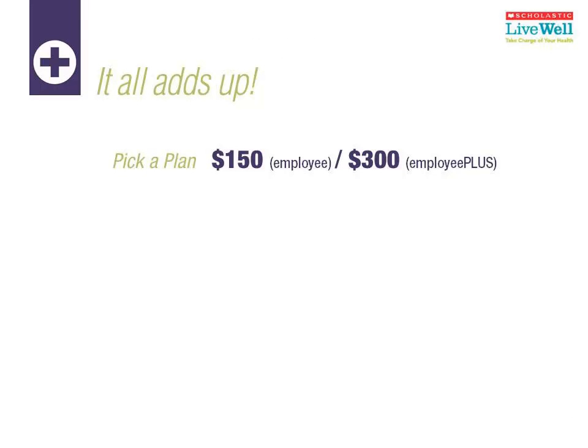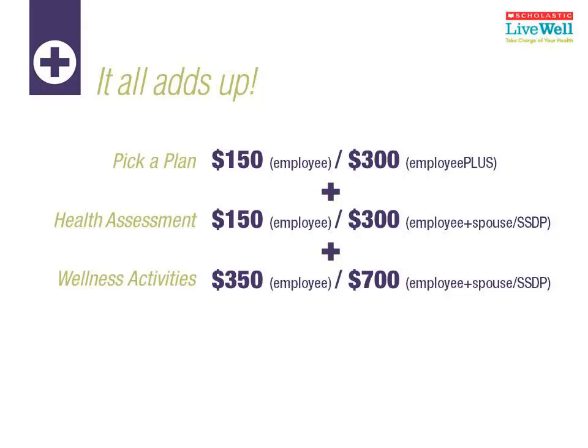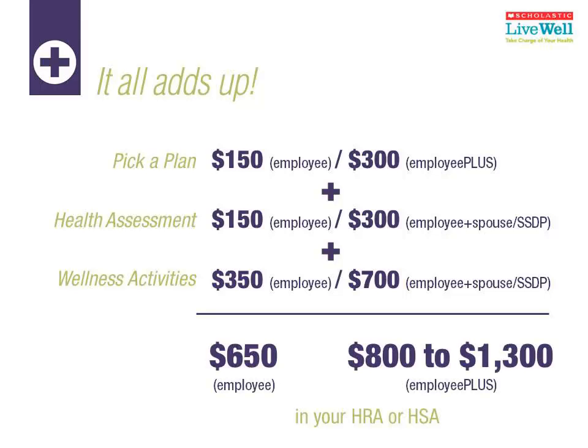It all adds up. Enroll in a Scholastic medical plan and get $150 employee only or $300 employee plus. Take the health assessment with biometric health screening results to get $150 employee only or $300 employee plus spouse or same-sex domestic partner. Participate in wellness activities to get up to $350 employee only or $700 employee and spouse or same-sex domestic partner. Do all of these things and you could end up with $650 for employee only or from $800 to $1,300 for employee plus that you can use for qualified medical expenses. And the quicker you act to earn the incentives, the sooner the money will be deposited into your account for you to use.